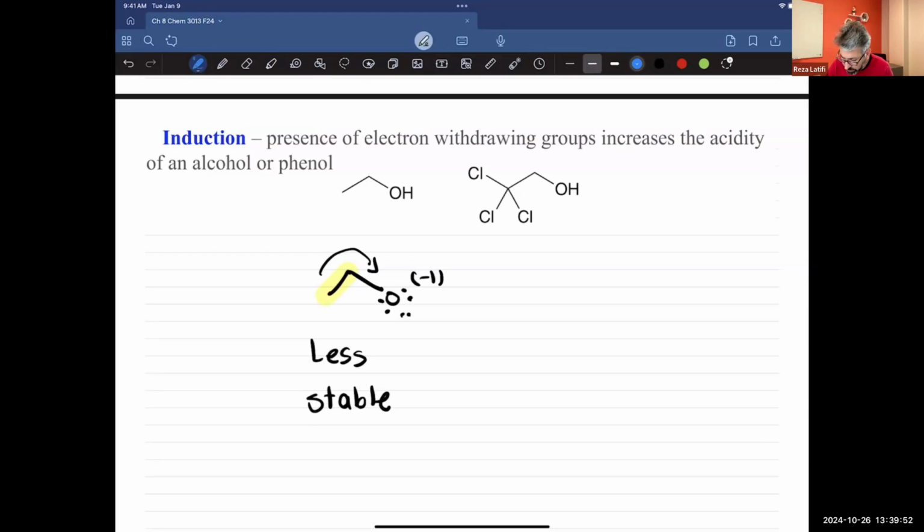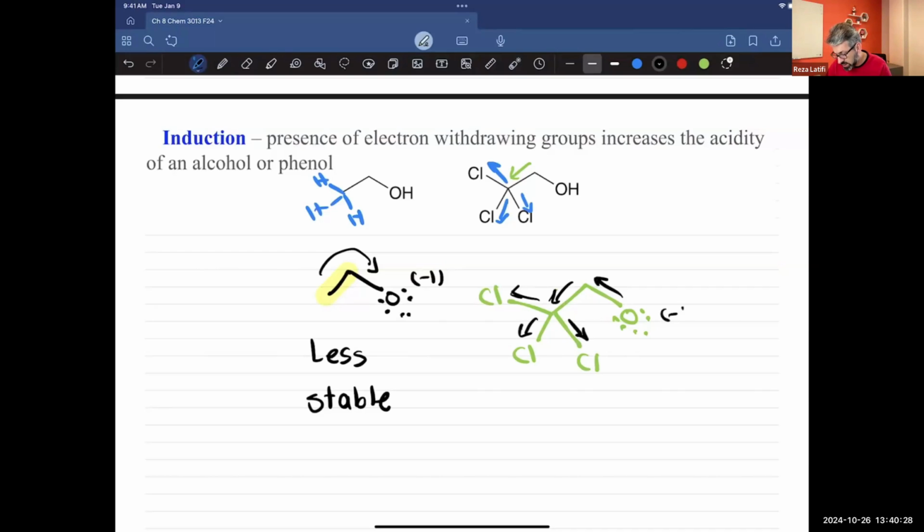But how about the chlorine? If we replace the hydrogens by chlorines, because chlorine has higher electronegativity, it will pull electrons. And so instead of giving electrons, we are trying to steal electrons this time, and give them to the chlorine. When we get the conjugate base, because we have 3 chlorines, those chlorines are going to help us pull the electron density in this direction and give them to the chlorines. And that's going to make the system more stable. So I'm going to say this one is a stronger acid than ethanol.